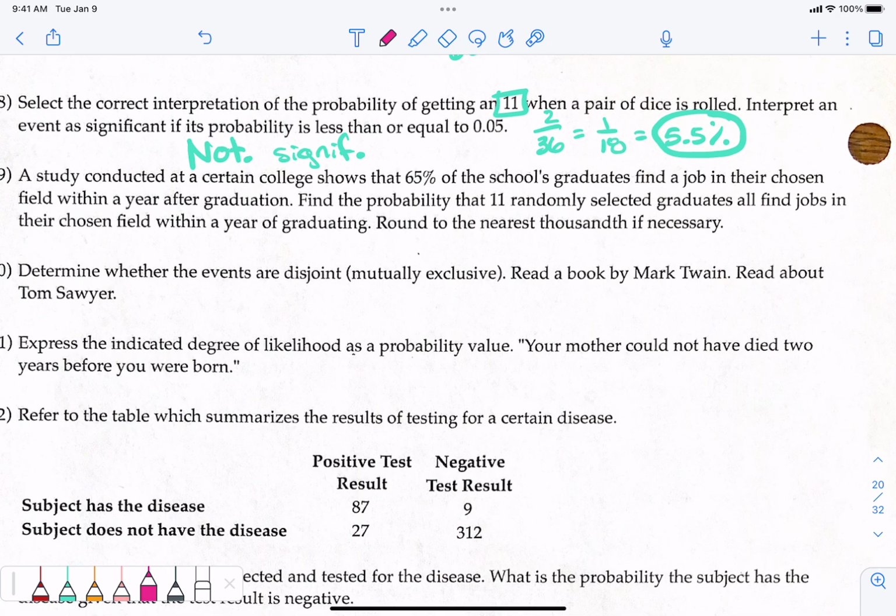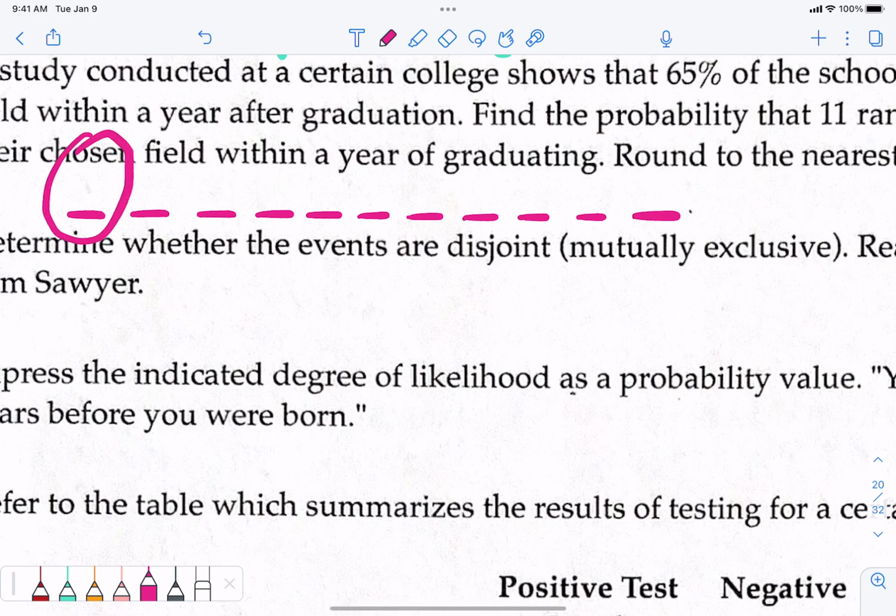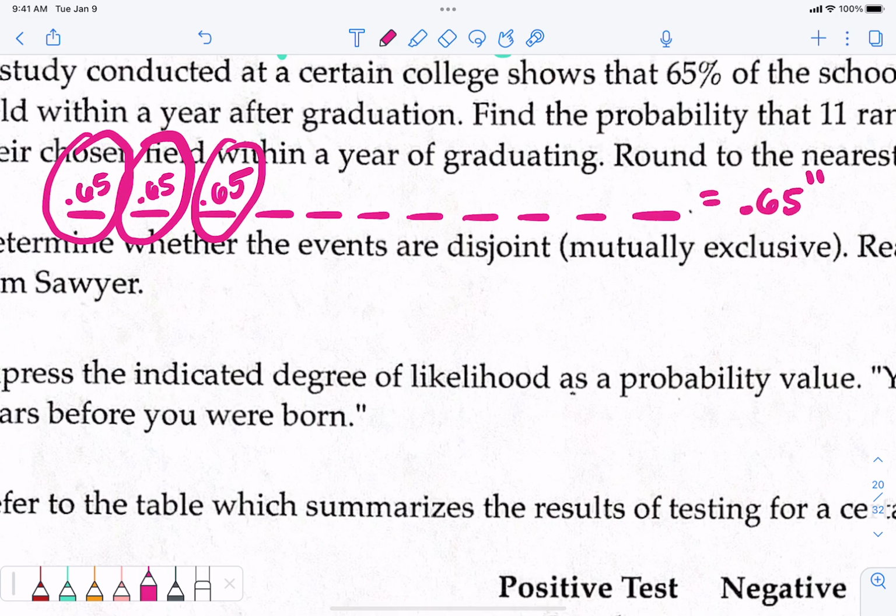Wrong. Okay, so we have 11 students. 1, 2, 3, 4, 5, 6, 7, 8, 9, 10, 11. I'll do the first, like, you'll get the idea, okay? What's the chances that this first student got a job within the first year? 65% or 0.65. What's the chances that this one is? 0.65 and 0.65, and it's 0.65 times itself 11 times, or to the 11th power, which is not the same thing as 11 times it.